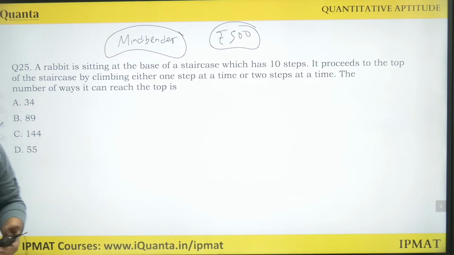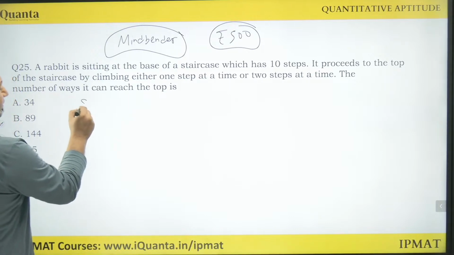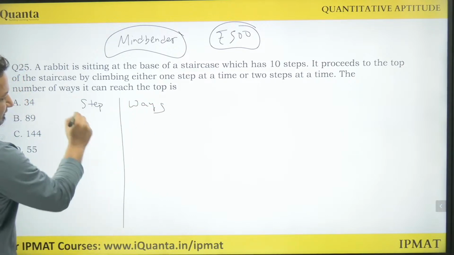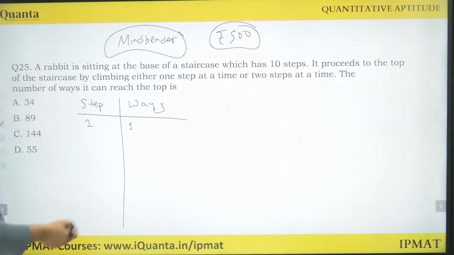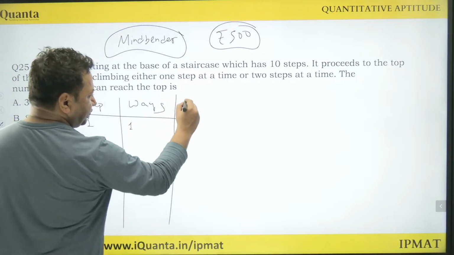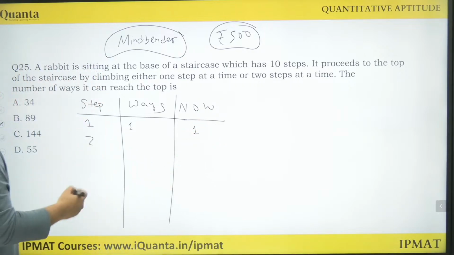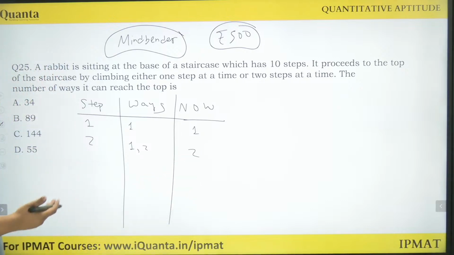Anyone able to solve this? I'm going to tell you something very unique about this question. So let us say there is only one step. I'll just show you, if there's one step, there'll be only one way that the rabbit goes one step. Number of ways, only one. If there are two steps, the rabbit can go either one step or two steps, so we'll have a total of two ways.